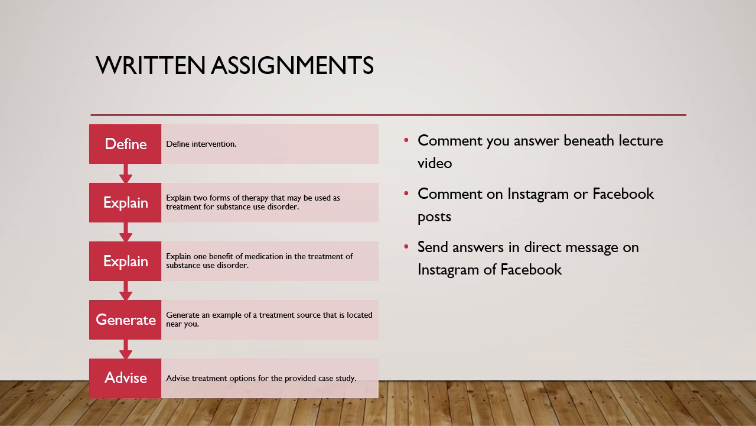Here we have a review of our written assignments for Lesson 7. The first one is to define intervention. Secondly, explain 2 forms of therapy that may be used as treatment for substance use disorder. Number 3 is explain 1 benefit of medication in the treatment of substance use disorder. Number 4 is generate an example of treatment source that is located near you. Remember that you can choose another area if you don't want to post where your neighborhood is on the internet.